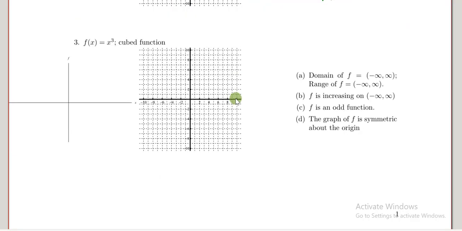So folks, again, what I'd like you to do is pause the video and try to do as much of this as you can about the cube function, and then I'll join you in a second.